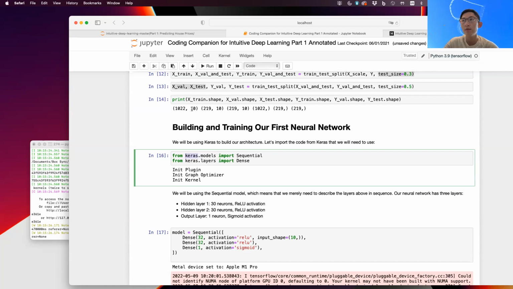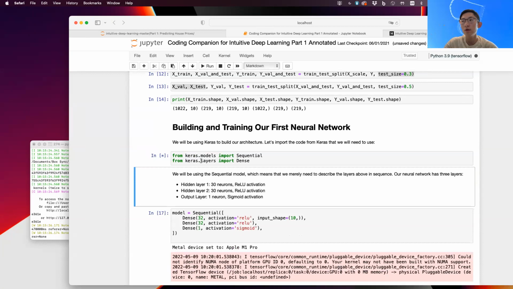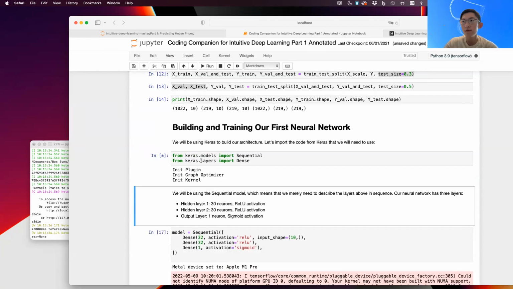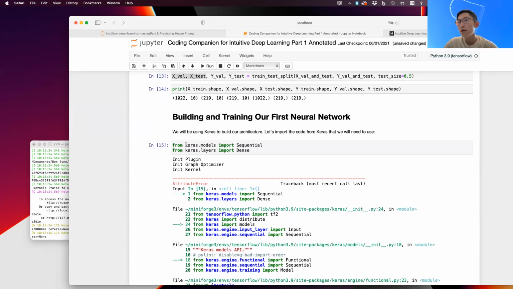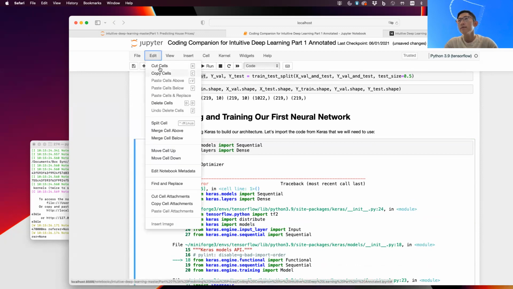Now we start building our neural networks, and in Python, I think a more beginner-friendly library is the Keras library. It has most of the implementations. Let me add something here.